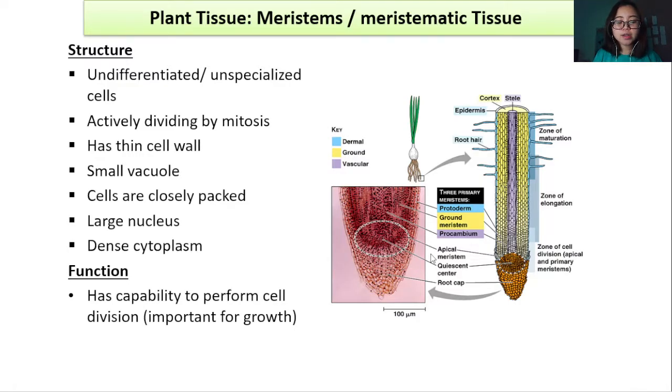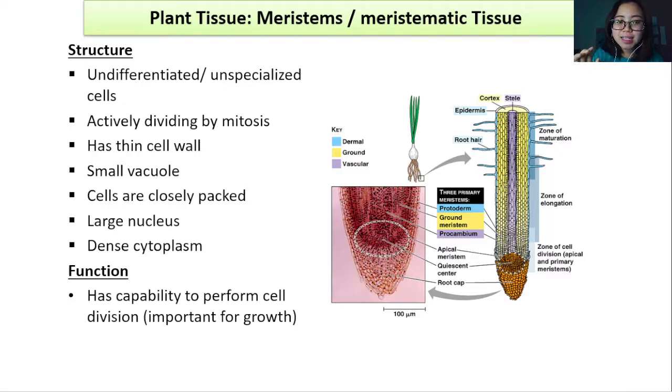Okay, so let us start with the first type of plant tissue that we're going to learn about, which is meristems or meristematic tissue. We'll first talk about the structure of meristematic tissue. So meristematic tissue are undifferentiated or unspecialized cells. Cell meristematic tissue ni dia macam paling basic punya bentuk plant cell lah. Memang semua organel dia ada tugas-tugas ataupun fungsi khas. So they will be actively dividing by mitosis. Memang dia akan buat banyak mitosis.